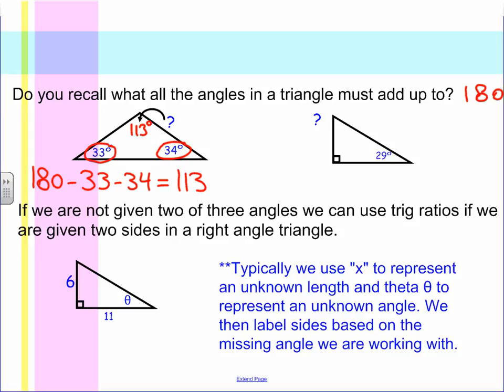We can do that again, even for our right angle triangles. We know we have a 90 degree here, because that's what that little box means. The other one is 29, so if we go 180 minus 90 minus 29, we should be able to get our missing angle, which is 61 degrees.